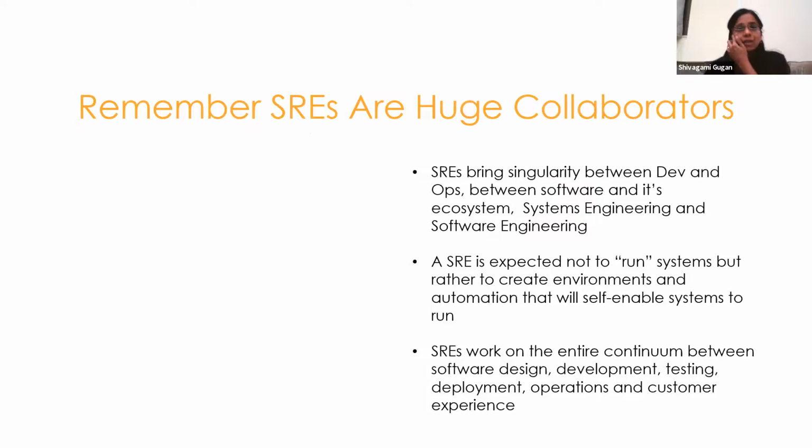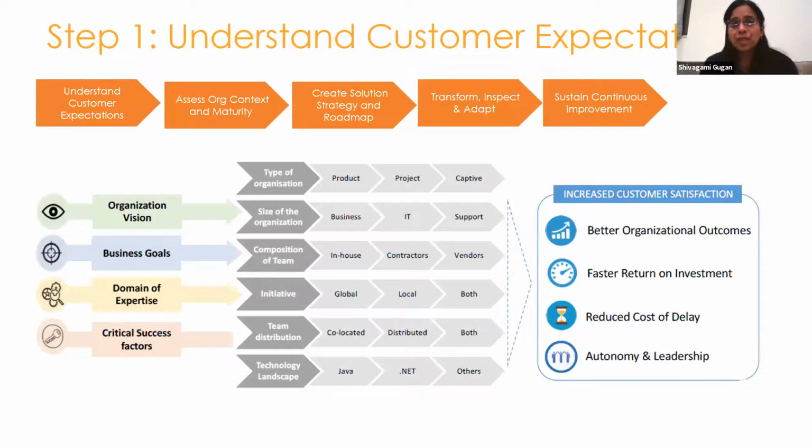So SREs are very huge collaborators. They are big influencers. They work in the entire continuum between software design, development, testing, architecture, deployment. Once they are in a product line, they understand it and are able to influence a lot of people around the product to ensure operational excellence. Remember, operational excellence and bringing joy to the end consumer remains the biggest goal for them, right?